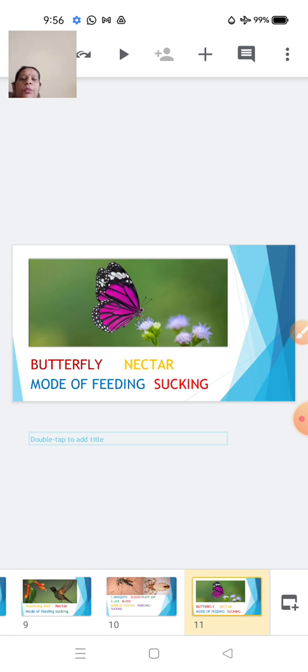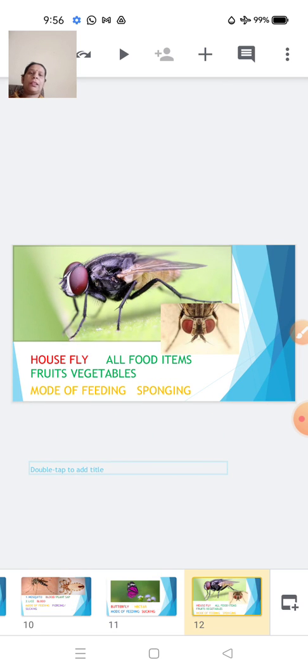Butterflies, the beautiful butterflies seen flying in the air, sitting from one flower to the other flower. They suck the nectar, so that is their food. Their mode of feeding is again sucking because they are sucking the nectar. Houseflies, now these organisms are also seen in the house.